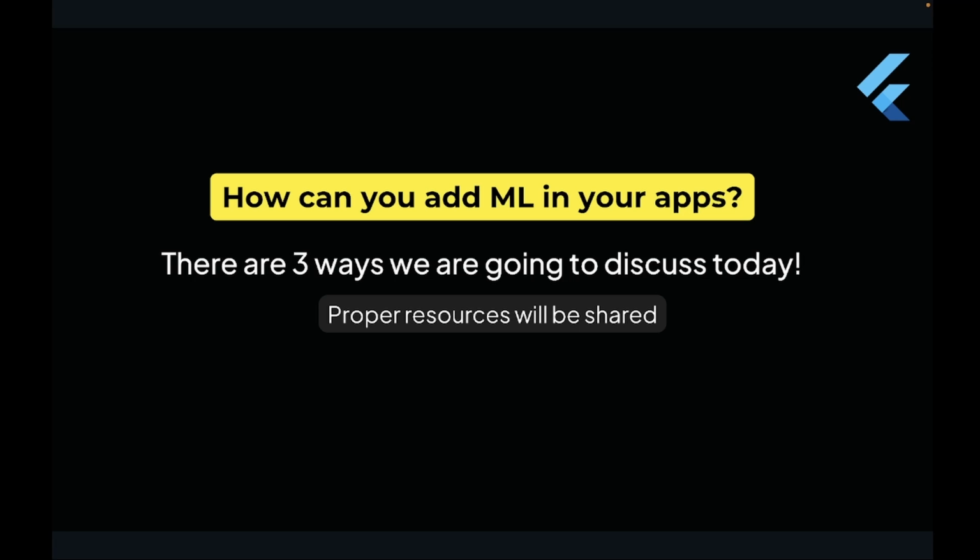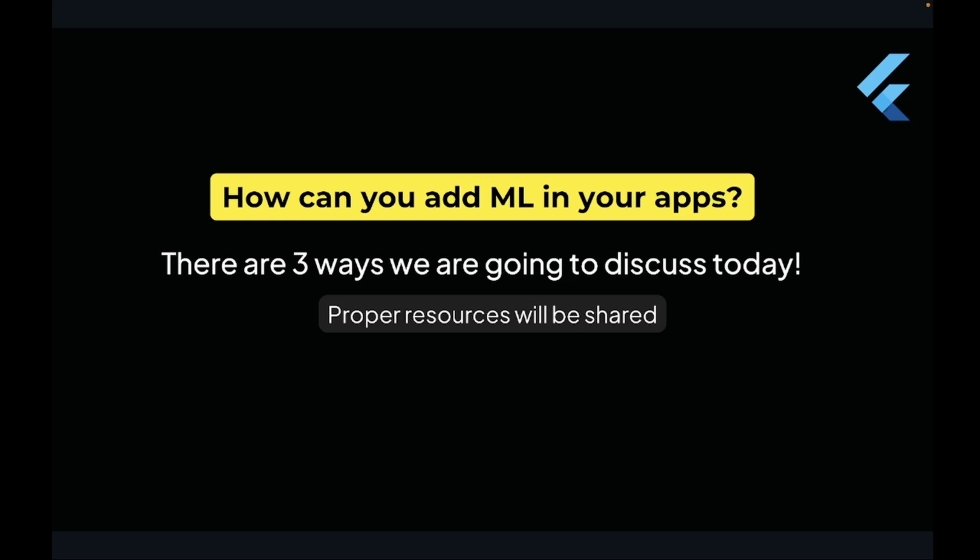So now let's come to the question: how can you add machine learning in your apps? Because nowadays, if you are thinking of or planning to start a startup, then data science and machine learning are going to help you a lot. So there are three best ways we are going to discuss today, which are very easy to understand. This is not a tutorial video, I'm just going to give you the ideas. And if you are interested in learning how to do that, then write "interested" in the comment section and I'll make tutorials on that.